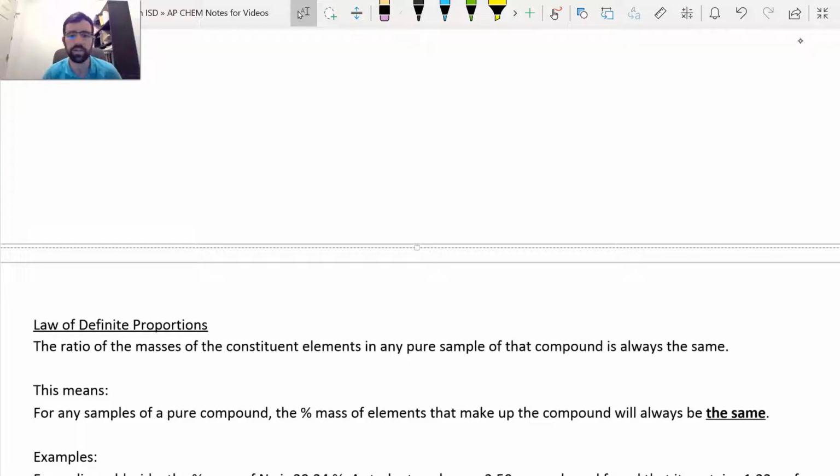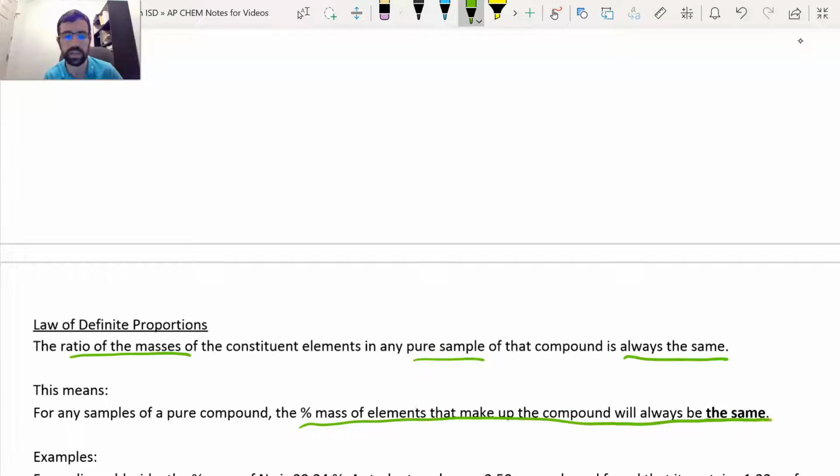All right, on the second page, we're talking about something that we have talked about before in a sense, but not in these exact terms maybe. The law of definite proportions. It tells us that the ratio of the masses of constituent elements in any pure sample of that compound is always the same. So if we have a true pure substance, that means it's a compound, and the ratio of the masses has to be the same. For any samples of a pure compound, the percent mass of elements that make up the compound will always be the same.